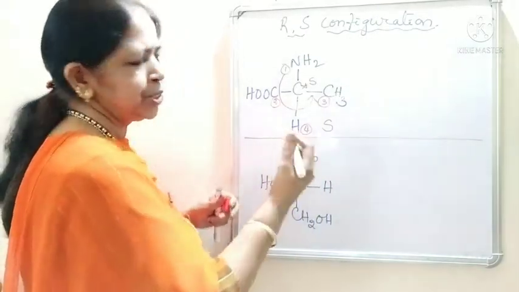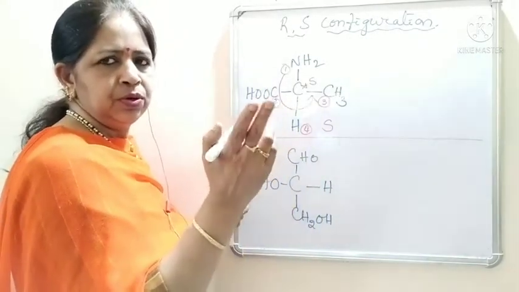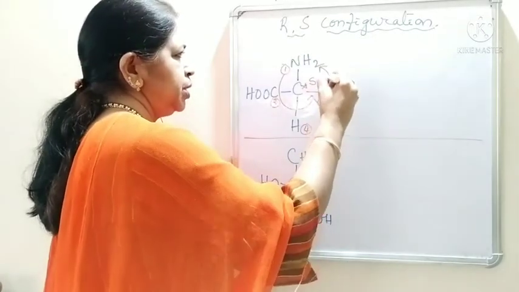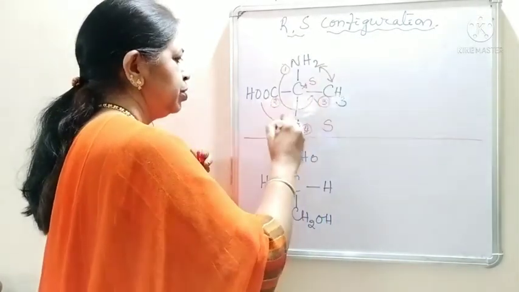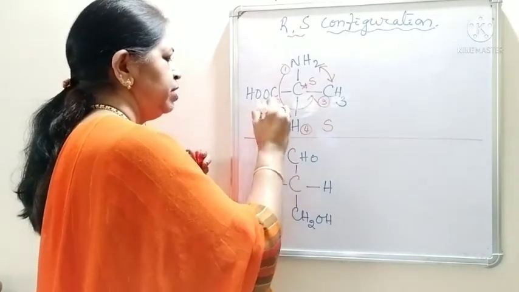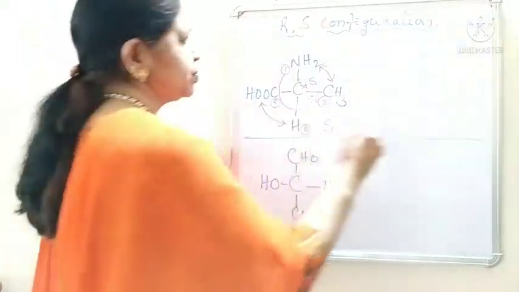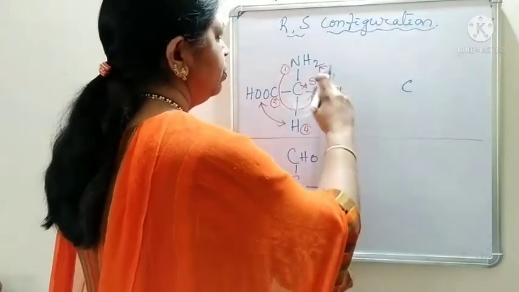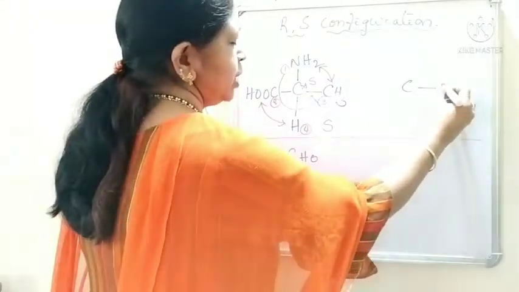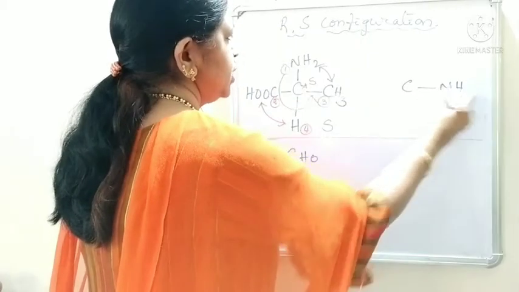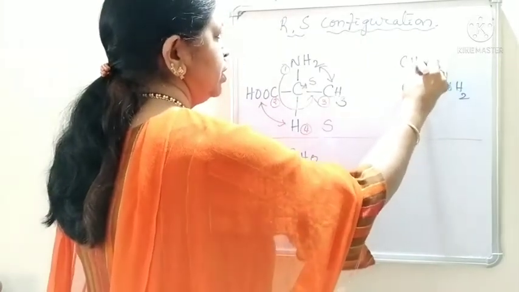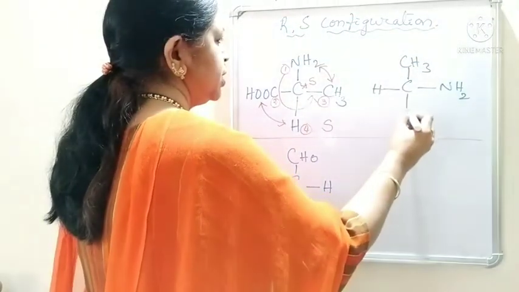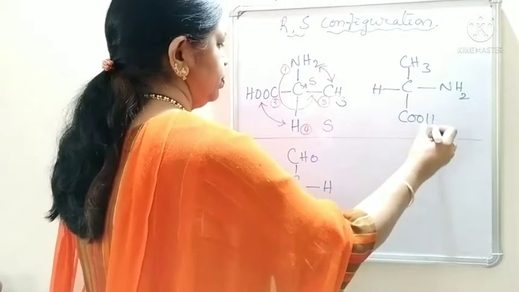Now, if we exchange two groups, these two groups are exchanged and these two groups are exchanged. Then what happens? Let us see. A chiral carbon, now NH2 is coming onto the right side and CH3 is going up and hydrogen is coming to the left side and COOH is coming down.